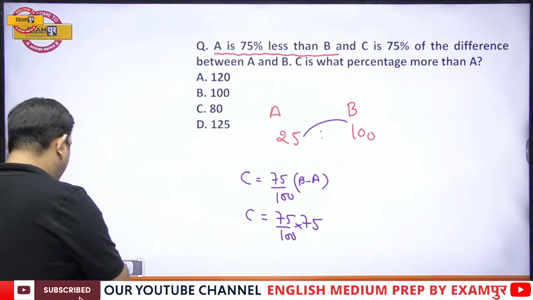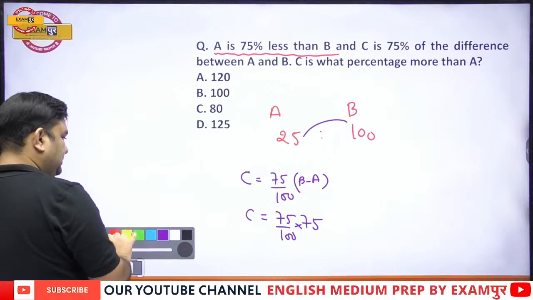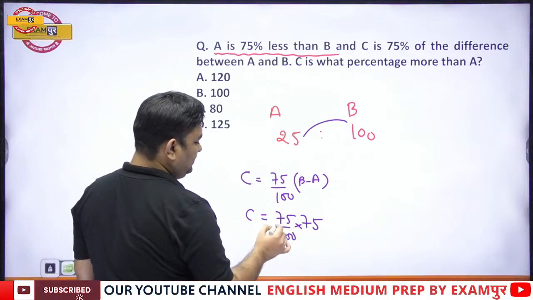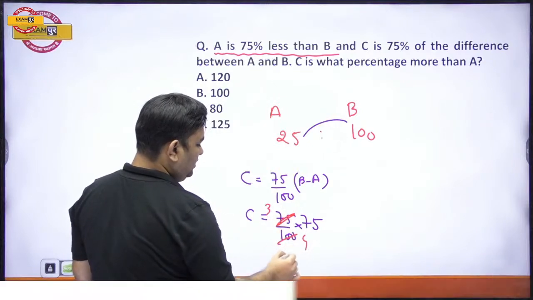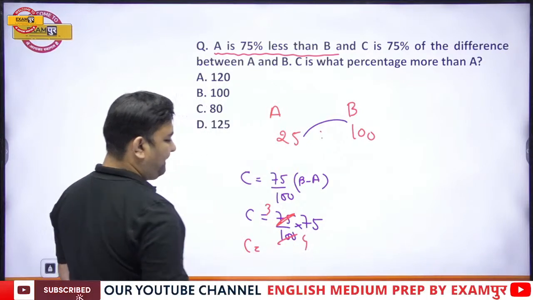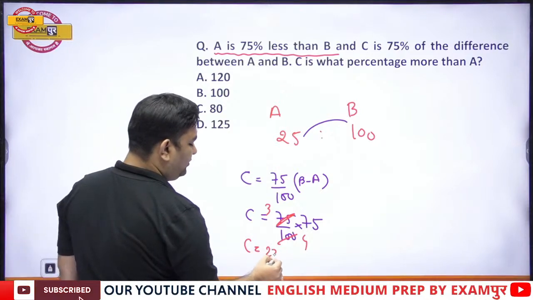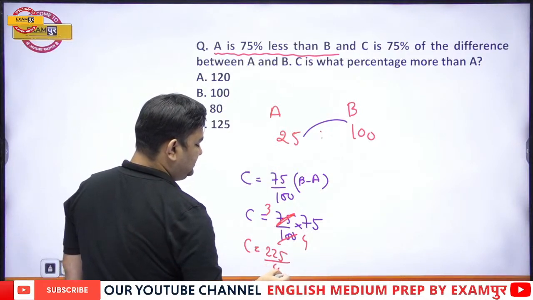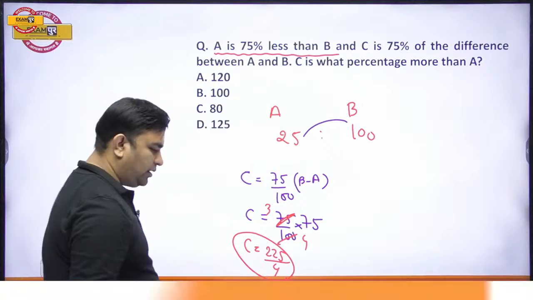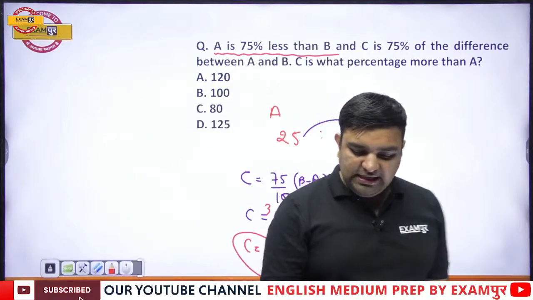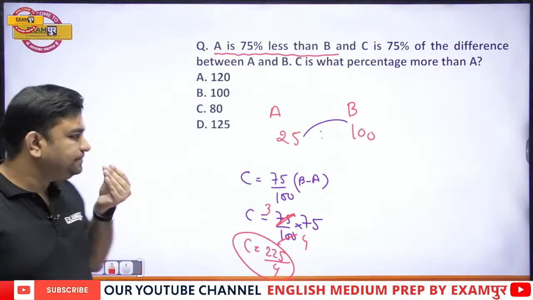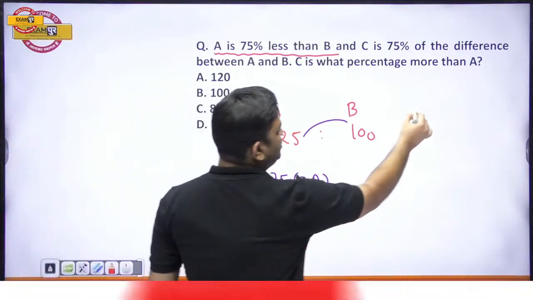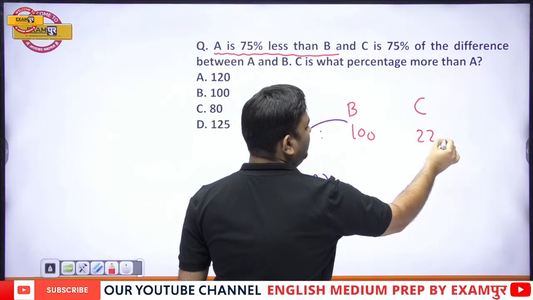Now it's up to you how you want to keep it. You can keep it as a decimal or as a fraction, 3 by 4. So it is becoming 225 by 4. C is 225 by 4. So the value of C also you got as 225 by 4.